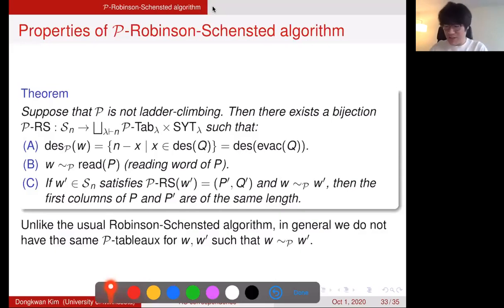But unlike the Robinson-Schensted algorithm, we do not have a single p-tableau for each equivalence class. For each equivalence class, you may need to attach several p-tableaux. So that is the reason we do not have a single Schur function. But in general, it should be the sum of Schur functions, because you can attach some p-tableaux, and they will give you the Schur function. So it's a little different. It's a little weaker than the usual Robinson-Schensted, but still it's really useful.